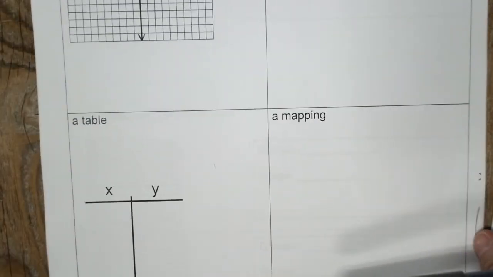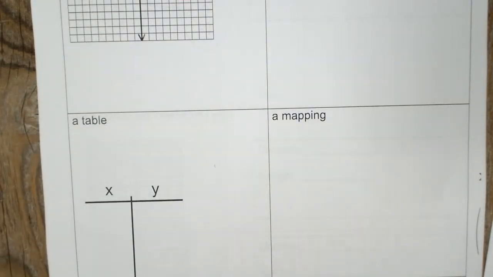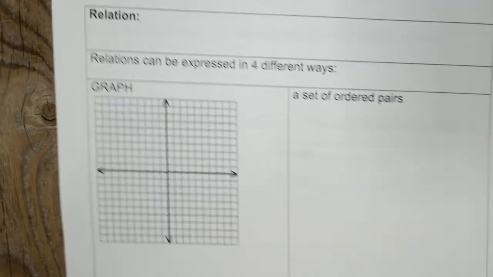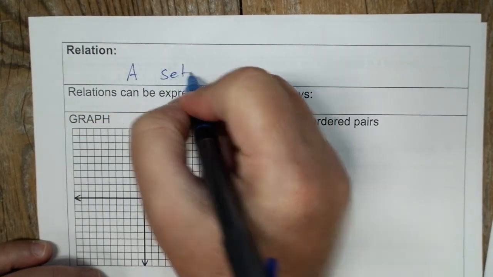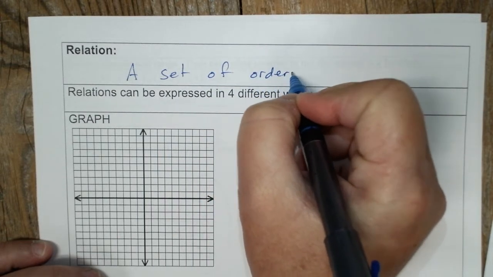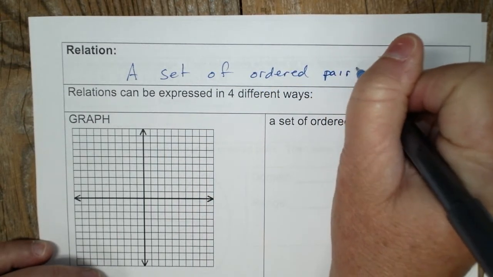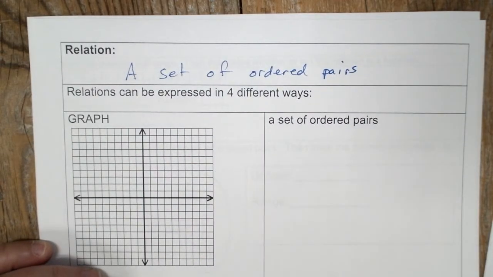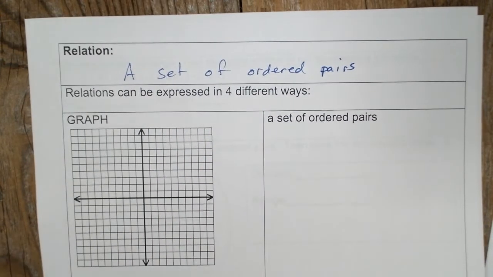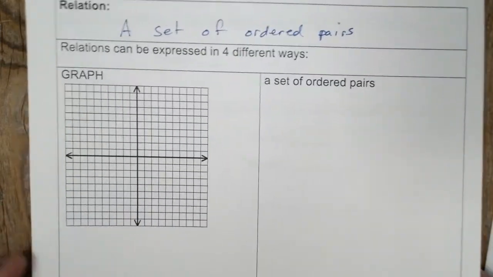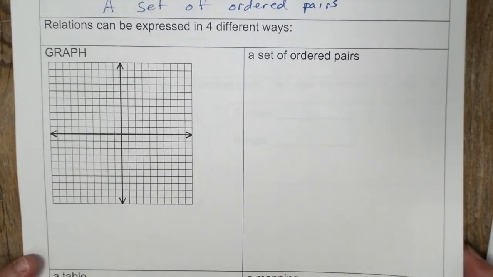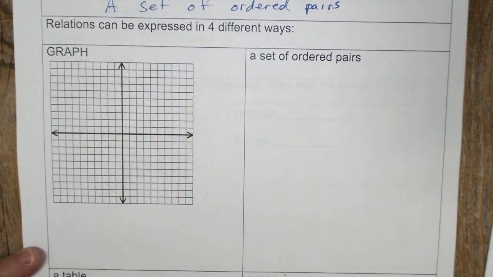Continuing on with notes, you need to have a definition of relation. A relation is just a set of ordered pairs. If I say it's a relationship, you know it's a set of ordered pairs. Relations can be expressed in 4 different ways. We can do it as a graph, ordered pairs, a table, or mapping. I'm going to take this same information and put it in all 4 ways.